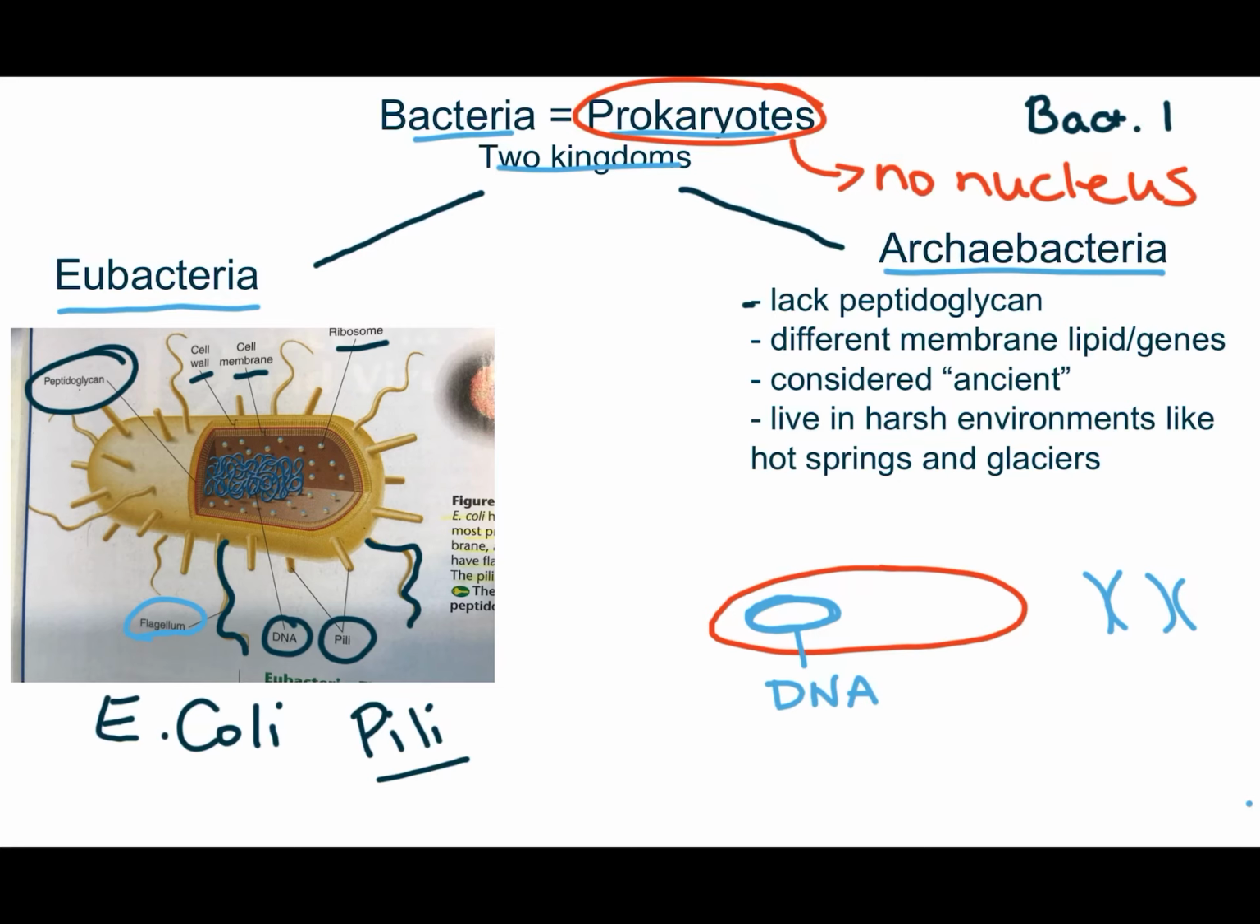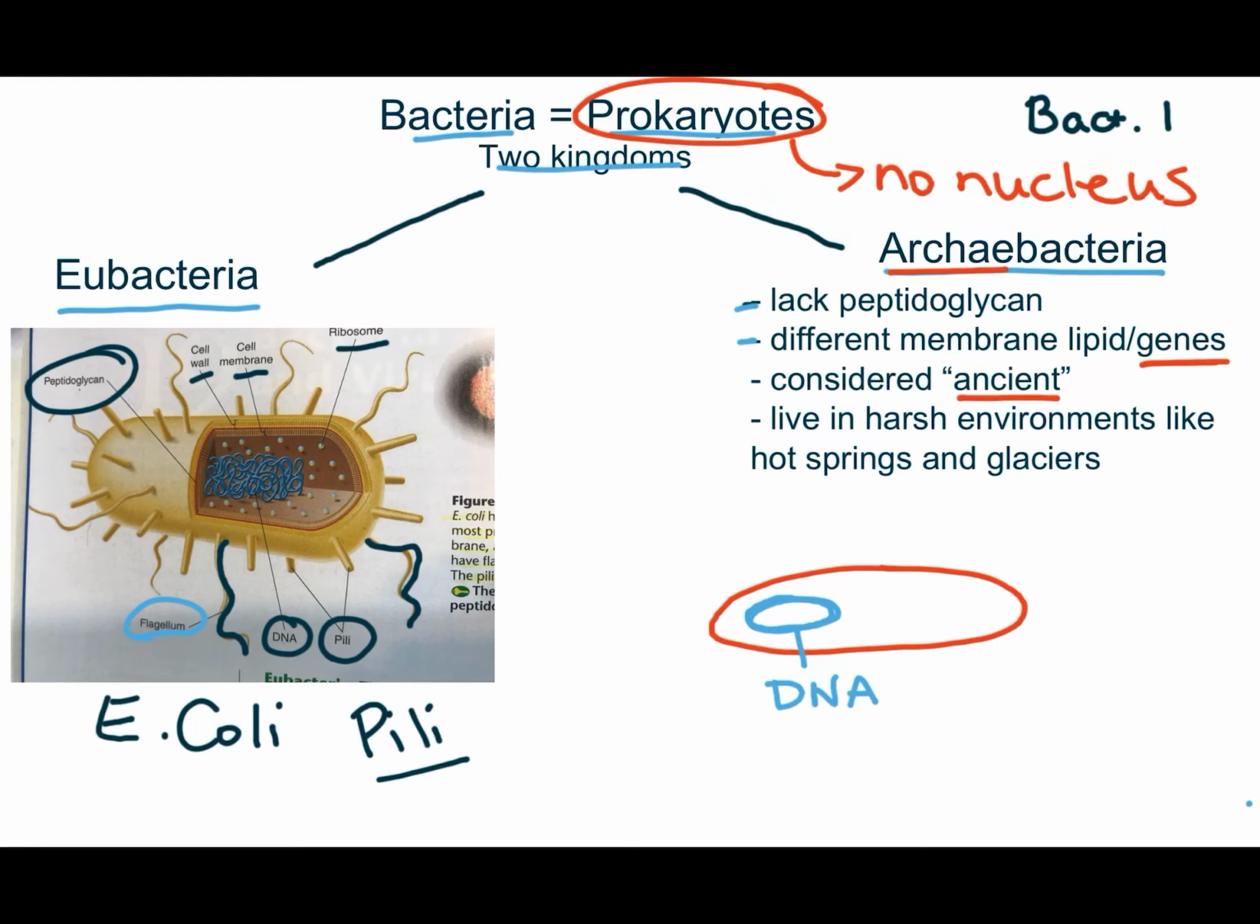So let's move on to archaeobacteria. Of course, archaeobacteria lack peptidoglycan. They have different membrane lipids and genes. What's interesting is that some of the genes that you find in archaeobacteria can be found in eukaryotes like you and I, and plants and fungi. They're genes that you don't find in eubacteria, but that you find in archaeobacteria. For that reason, scientists consider archaeobacteria an ancient ancestor of everything. Whether that's true or not, I don't know, but that's why they're called archaeobacteria, because they're considered ancient.